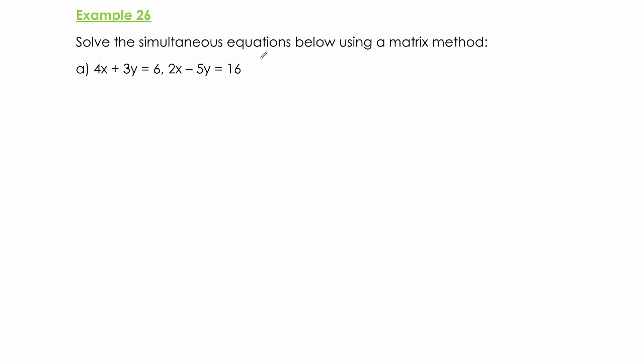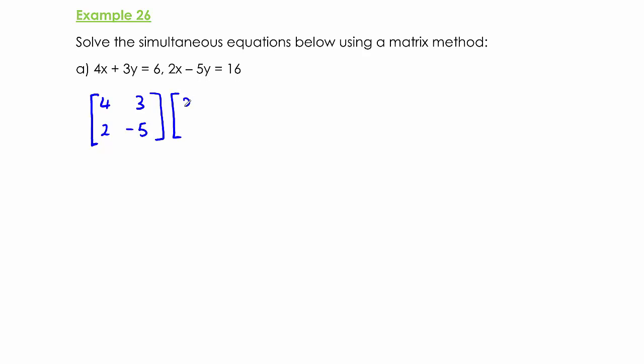Solve the simultaneous equations below using a matrix method. So we've got 4x plus 3y is 6 and 2x minus 5y is 16. So the first thing I'm going to do is make up a 2 by 2 matrix containing the coefficients. So 4 and 3, and then 2 and negative 5.